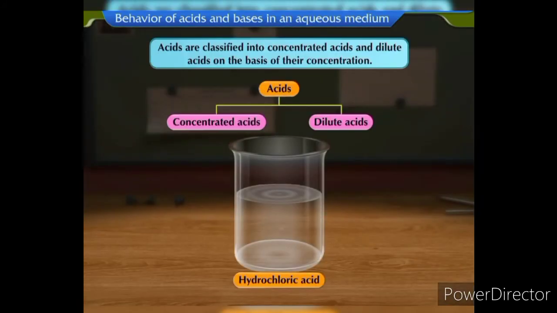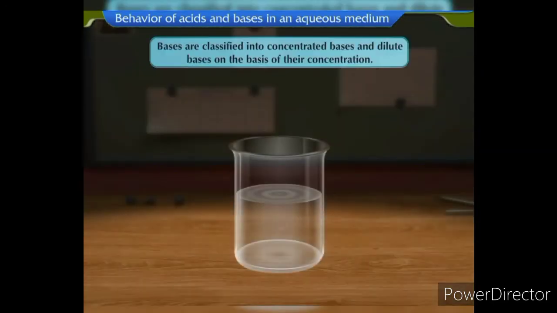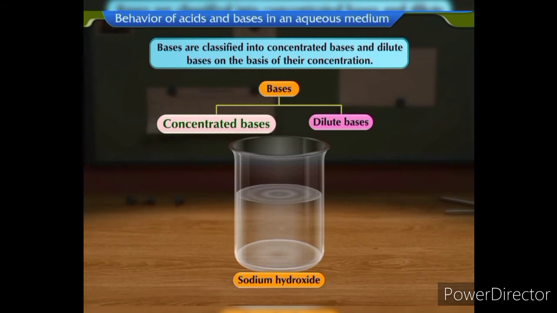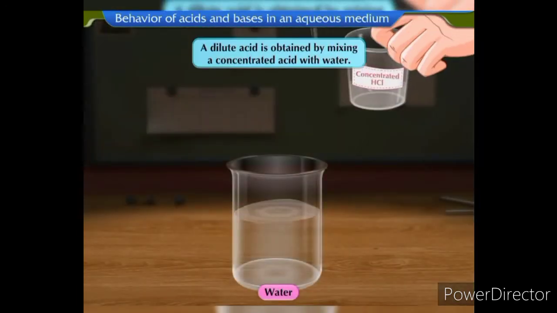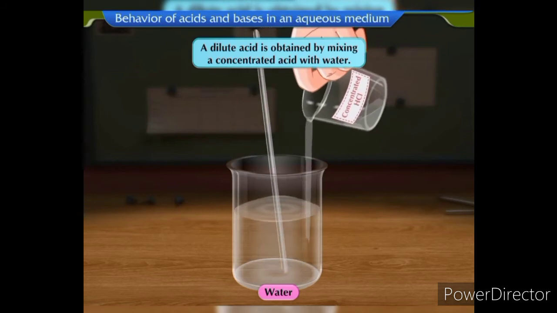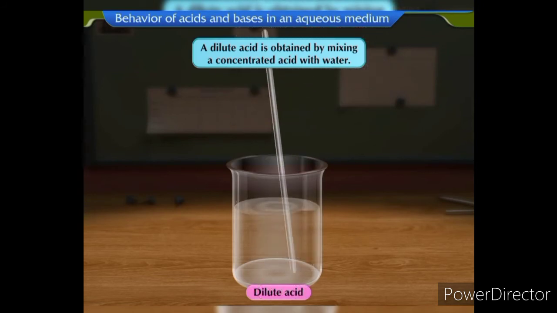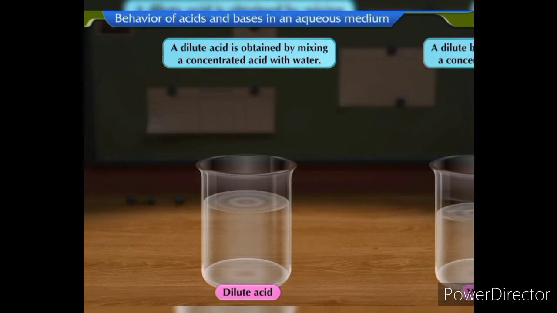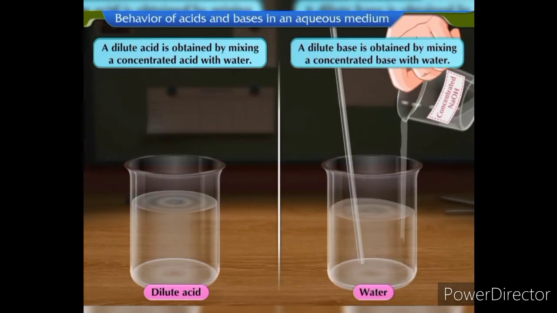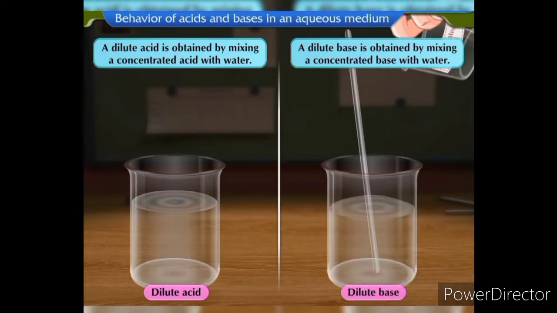Acids are classified into concentrated acids and dilute acids on the basis of their concentration. Bases are also classified into concentrated bases and dilute bases on the basis of their concentration. A dilute acid is obtained by mixing a concentrated acid with water. Similarly, a dilute base is obtained by mixing a concentrated base with water.